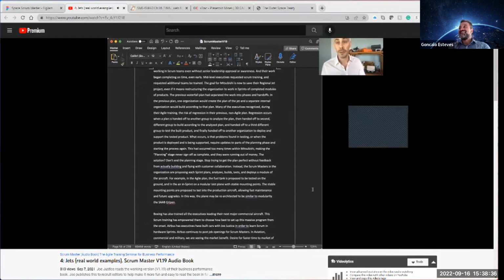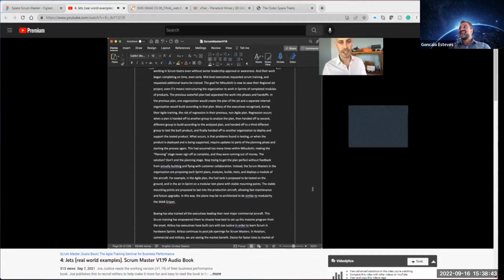Mid-level executives requested Scrum training and requested additional teams be trained. The goal for Mitsubishi is now to save their regional jet project, even if it means restructuring the organization to work in sprints of completed modules of products. The previous waterfall plan had separated the work into phases and handoffs.